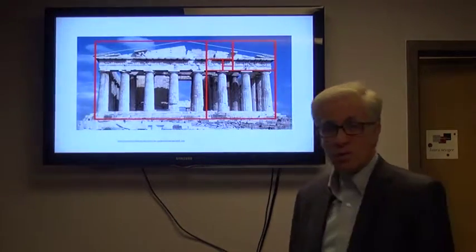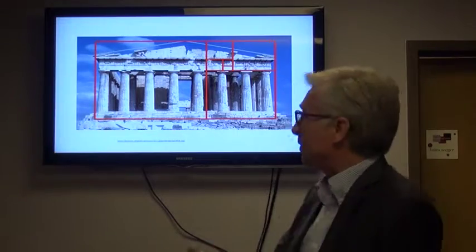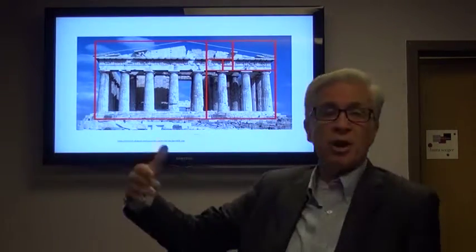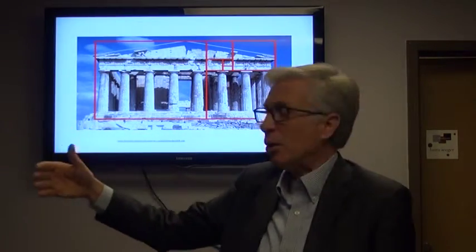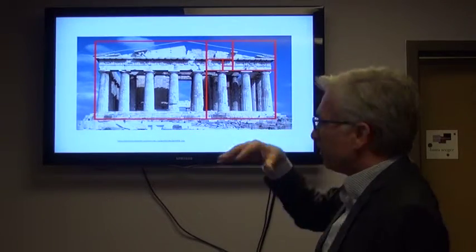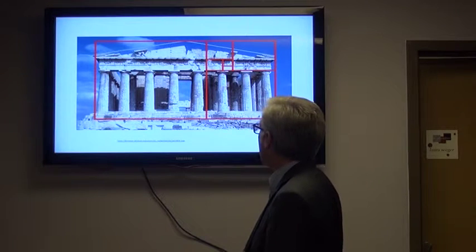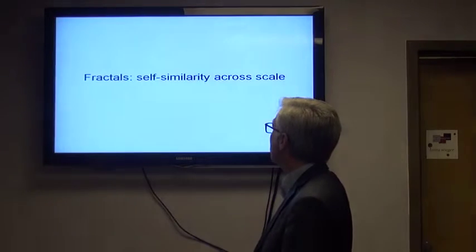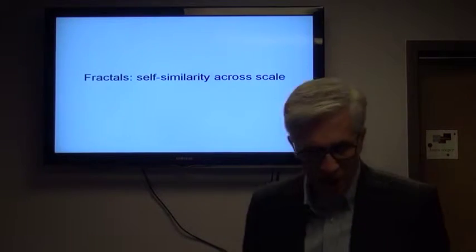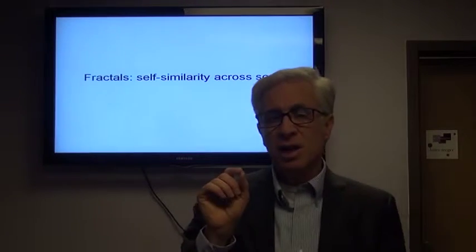I think the Greeks were probably a little more deliberate about this, and in all kinds of structures. The Parthenon, we'll see more examples of the Parthenon later on. But it seems to follow that golden ratio. It seems to follow that constant phi.